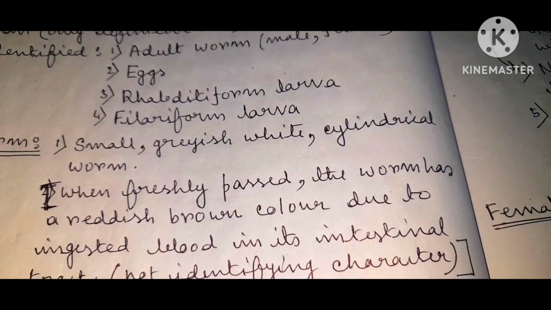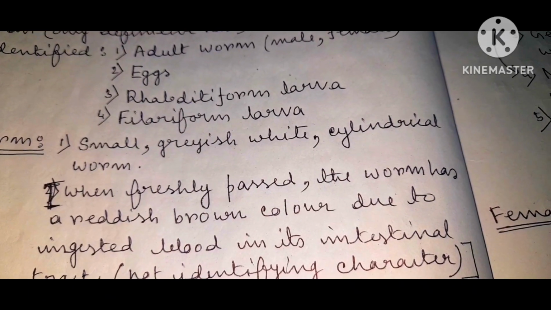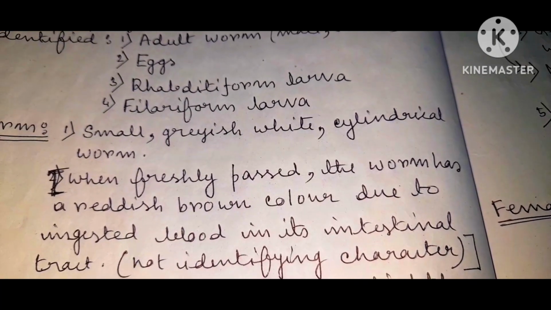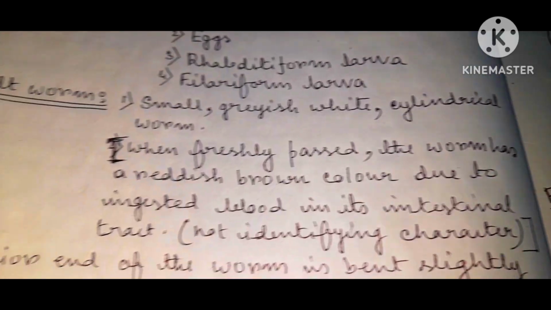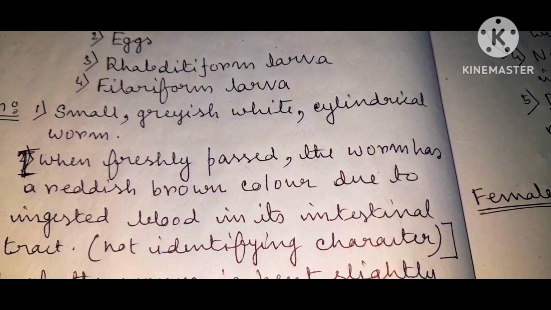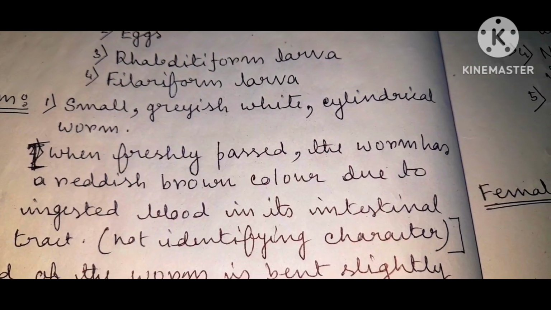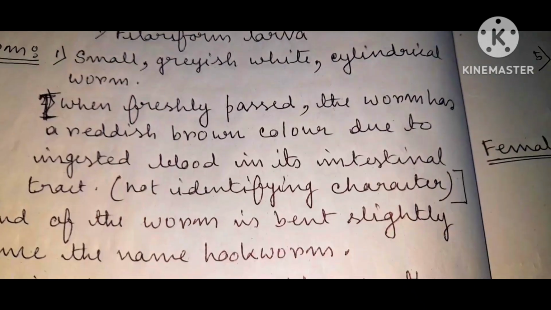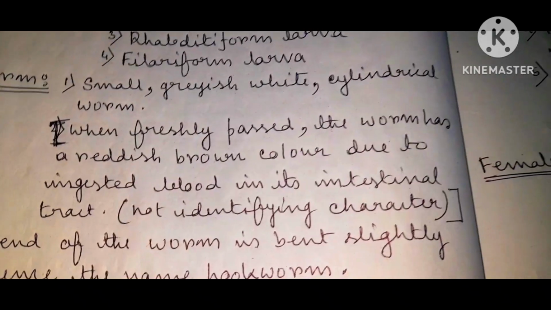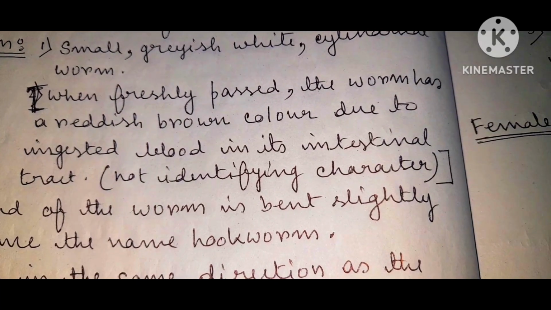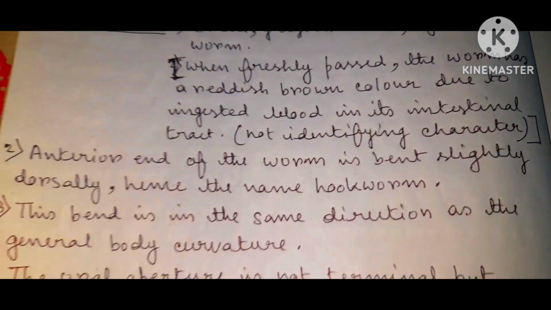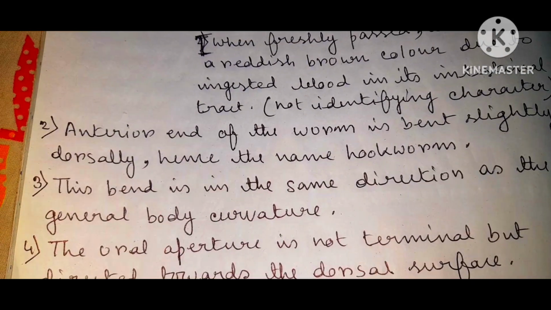If you have found a male or female adult worm, first write these characters, and after that come to the sexual dimorphism indicating characters, male and female. Now let's concentrate on the adult worm identifying characters. Number 1, small grayish white cylindrical worm. This need not be written in your practical copy. When freshly passed, the worm has a reddish brown color due to ingested blood in its intestinal tract. Not an identifying character. Next point.